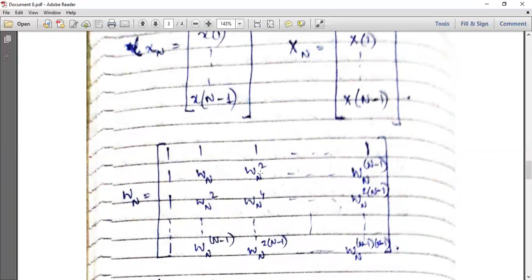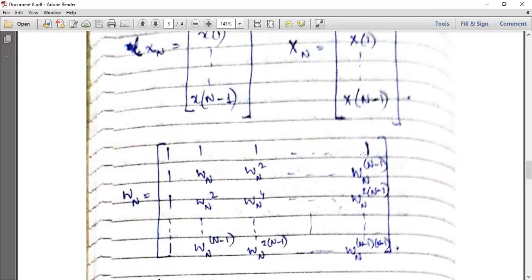In the third column, as usual the first element is 1. In the second element, W_N to the power 2, then 4, then 2 into N minus 1. What is the difference between this column and this column? I have multiplied the power 2 with each term of this column, and I have got this column, isn't it?